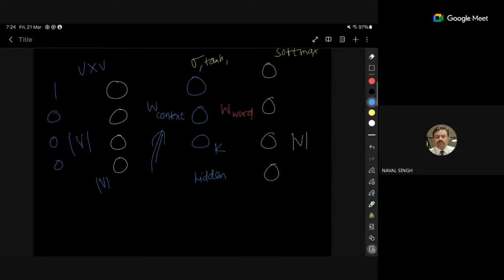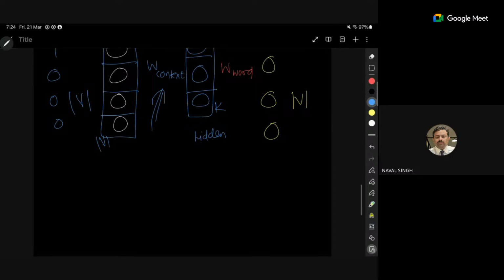So do you get the question? What I'm asking is, in the context layer, the number of neurons are K, and in the hidden layer, the number of neurons, or input neurons, are V. So how many weights do you think will be required to connect the input and hidden layer?